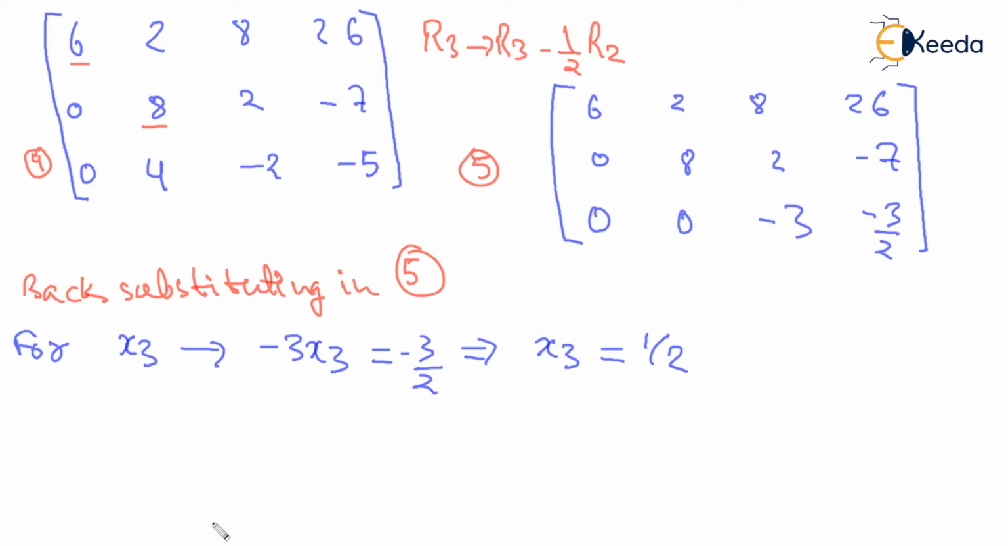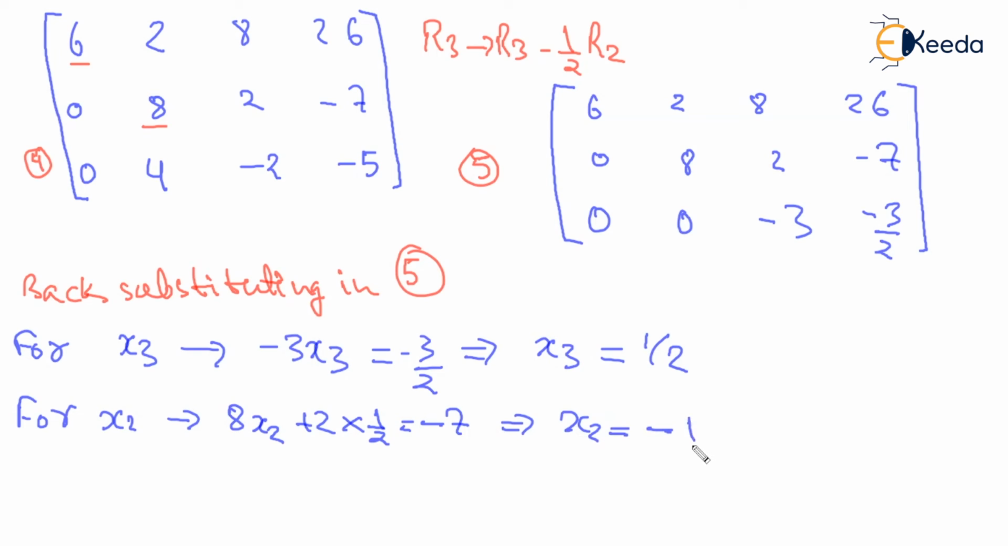Now we can move to x2. For x2, the second equation says 8 times x2 plus 2 times x3. So 2 times half gives 1, so 8x2 plus 1 equals -7. This will give -8. So x2 becomes -1.